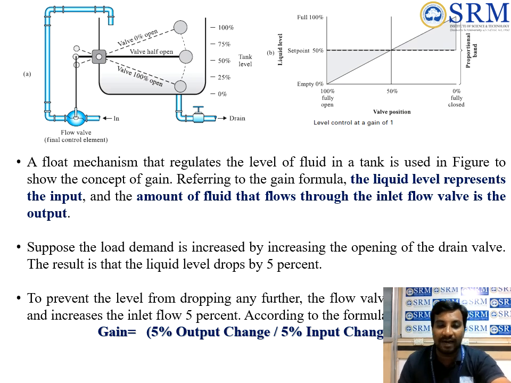Suppose the load demand is increased by increasing the opening of the drain valve. The result is that the liquid level drops by 5%. To prevent the level from dropping any further, the flow valve opens by 5% and increases the inlet flow 5%. According to the formula, the gain is 1. So the proportional gain is equal to the 5% output change over the 5% input change. Obviously, the ratio becomes 1.